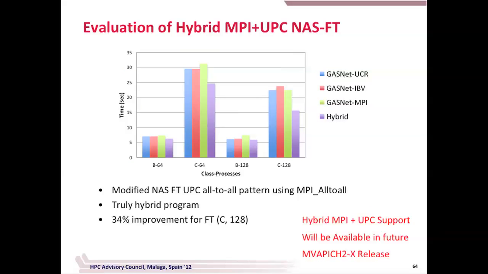We have done the same thing for MPI plus UPC. This is NAS FT, run with InfiniBand. This is with MPI, this is with UCR, and this is the hybrid. You will always see the hybrid performs very well, and this is what we'll be pushing out in the next few months into our MVAPICH2-X package.